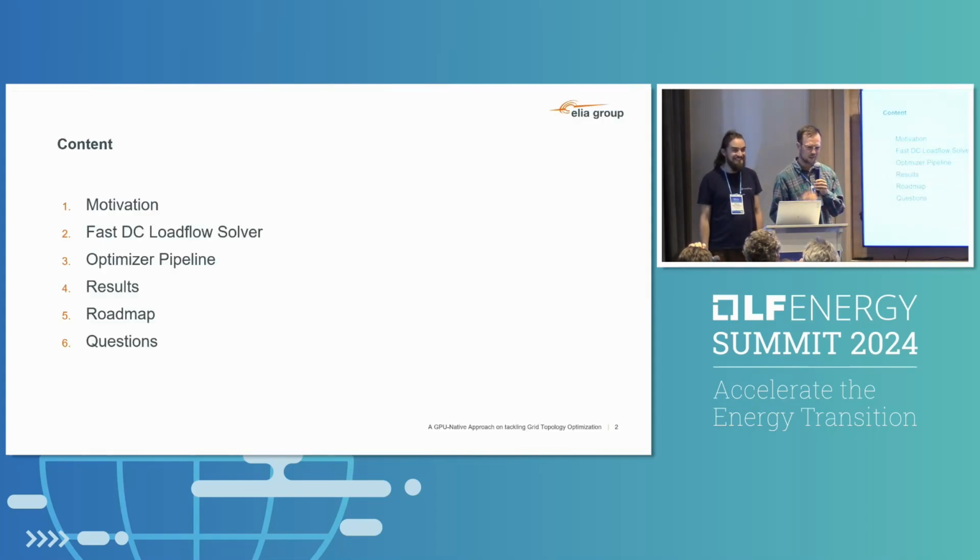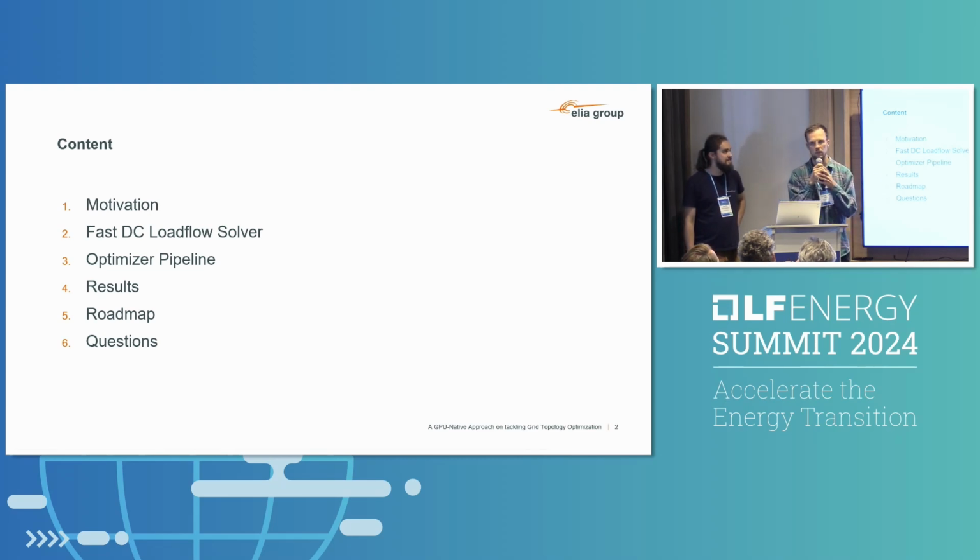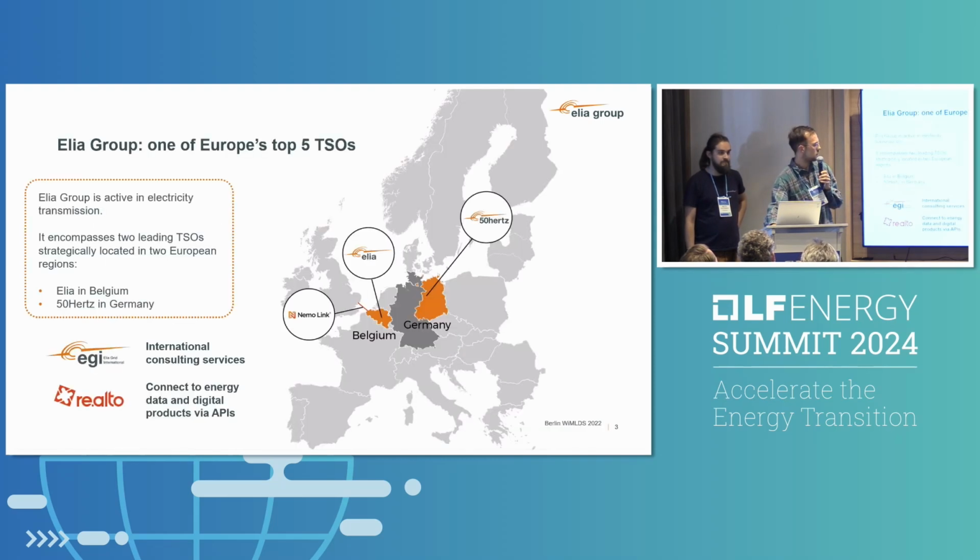And what can you expect during the next around 25 minutes? On the one hand, we'll discuss a bit where we come from, how this started. Then we will tackle two main approaches. On the one hand, fast load flow calculation, especially on DC. Then we will look at the optimization, how we tackle this. We have a look at the current results and our roadmap. And then if you have questions, don't hesitate. Feel free to ask. If you have questions in the meantime, if they're short, just raise your hand, we'll be happy to answer.